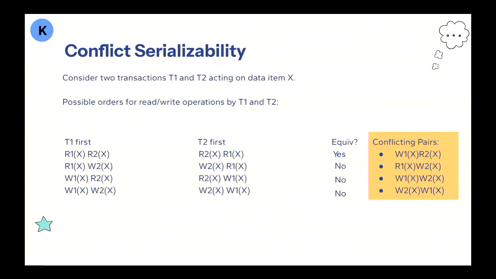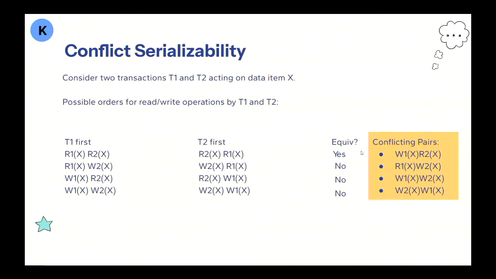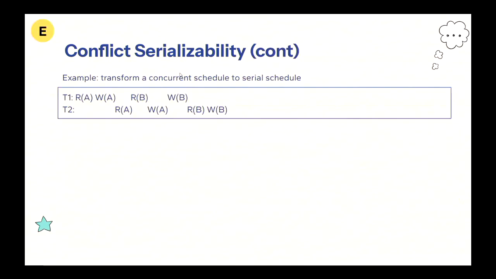So here are the four combinations of conflicting pairs of read and write operations. As long as there's a write, it could end up in conflicts. So the conflicting pair is an important concept for conflict serializability. Let's have a look at an example. Let's try to decide if this schedule is conflict serializable.